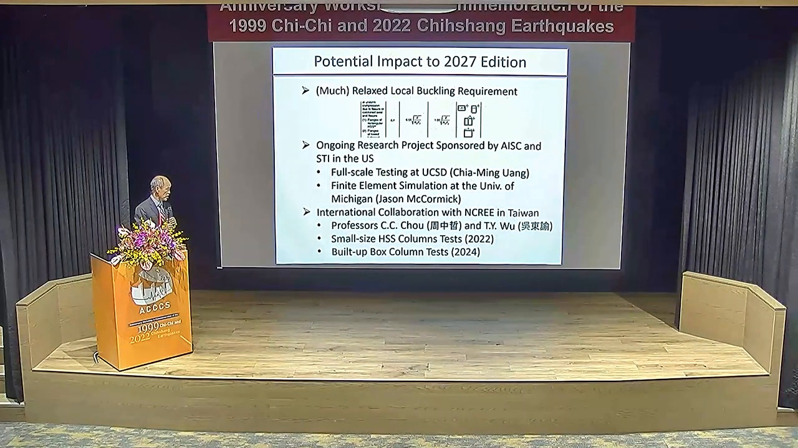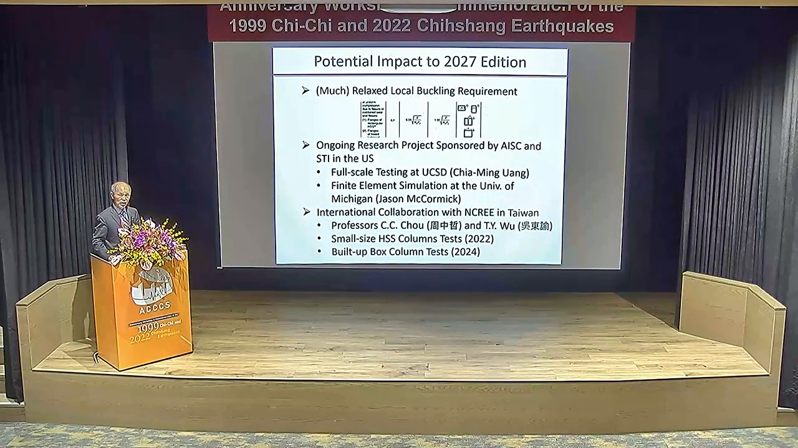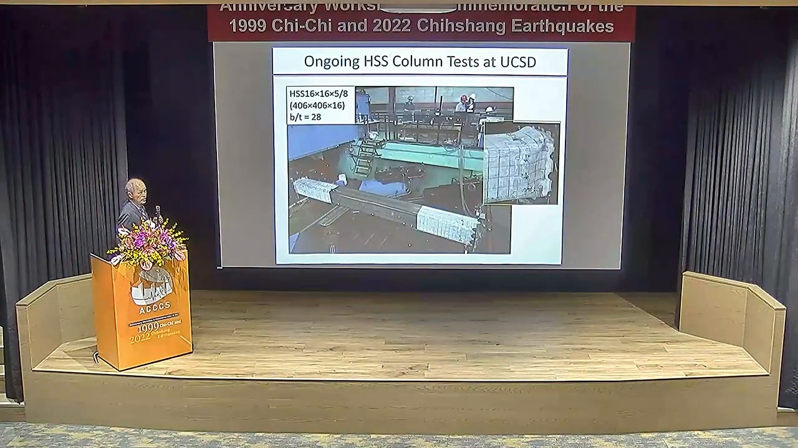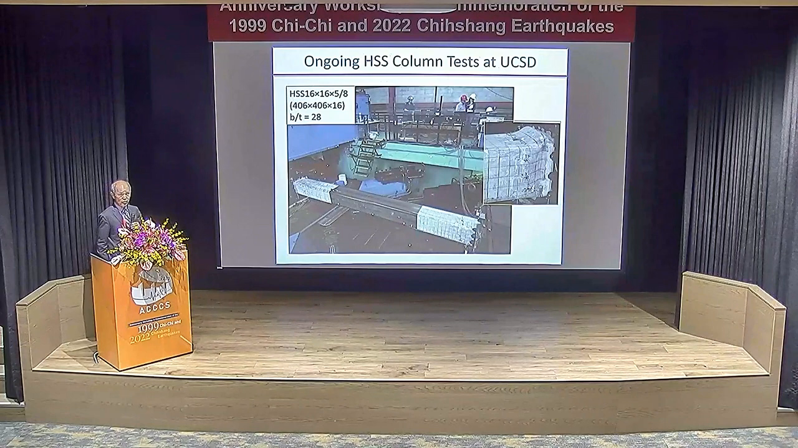size column tests. And Professor Wu and Professor Cho also agree to work on the built-up box columns because they get used quite a lot. And currently, in the AISC seismic provisions, the HSS and the built-up box columns are grouped the same. In other words, the requirement is the same. We don't know whether it's true or not. So we are relying on the ANCRI team to provide design recommendations for the next edition. Okay, here I just show you one test that we did. This is the 16 by 16, that is about 400 millimeter, the jumbo member.